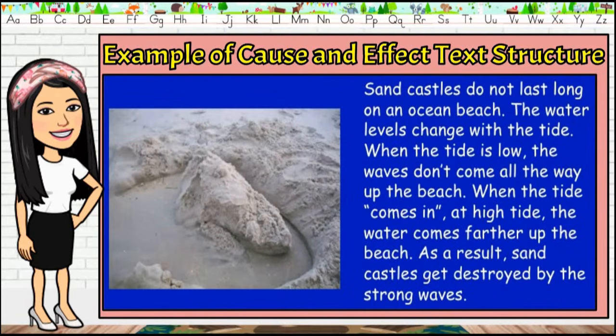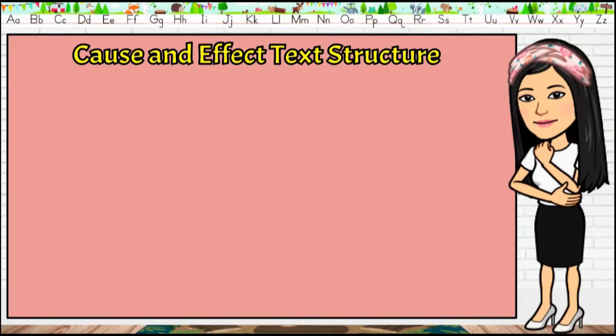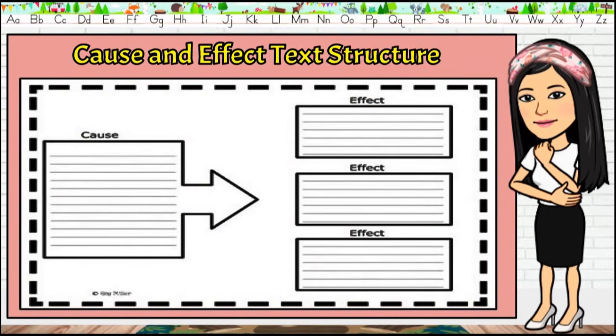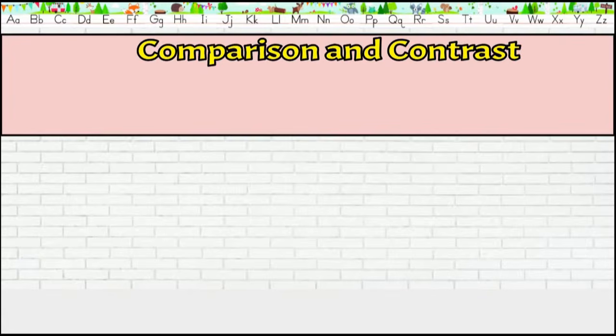Here is an example of a cause and effect text structure. We can read in this example the effect of high tide on sand castles. This graphic organizer can be used in writing or analyzing cause and effect text structure. The next text structure is comparison and contrast.